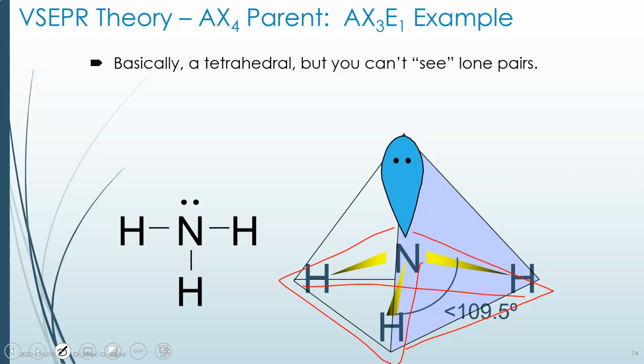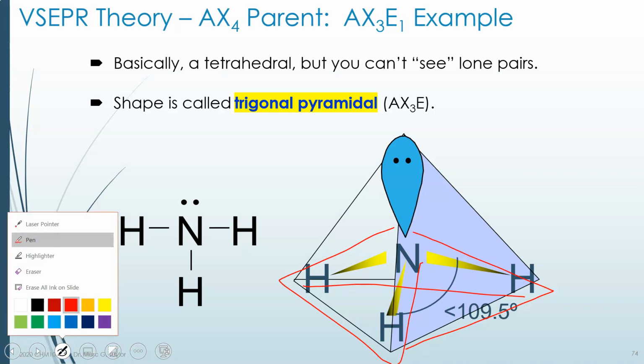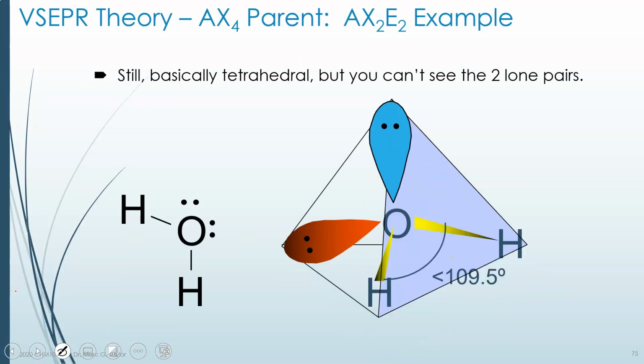So being three-sided, it's trigonal, and being a pyramid, it's pyramidal. So an AX3E1 or an AX3E is the final shape. We call this a trigonal pyramid or trigonal pyramidal shape. It's just a distorted form of the tetrahedron that you can't see one of the parts of. And the last example in this set is water.